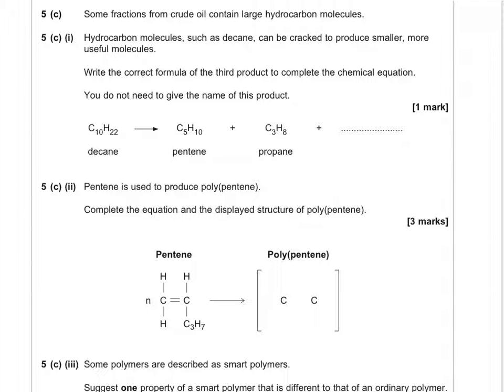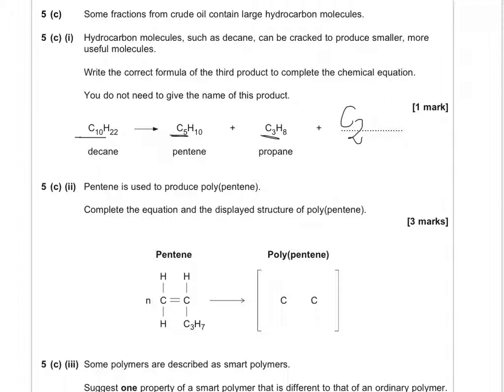Question 5c. Some fractions from crude oil contain large hydrocarbon molecules. Hydrocarbon molecules such as decane can be cracked to produce smaller, more useful molecules. Write the correct formula of the third product to complete the chemical equation. You do not need to give the name of this product. Right, what's key here is the carbons. So I've got 10 to start with, I've got 5 there, and I've got 3 there, which is 8. So that leaves me with 2 that are missing, so it's going to be C2.